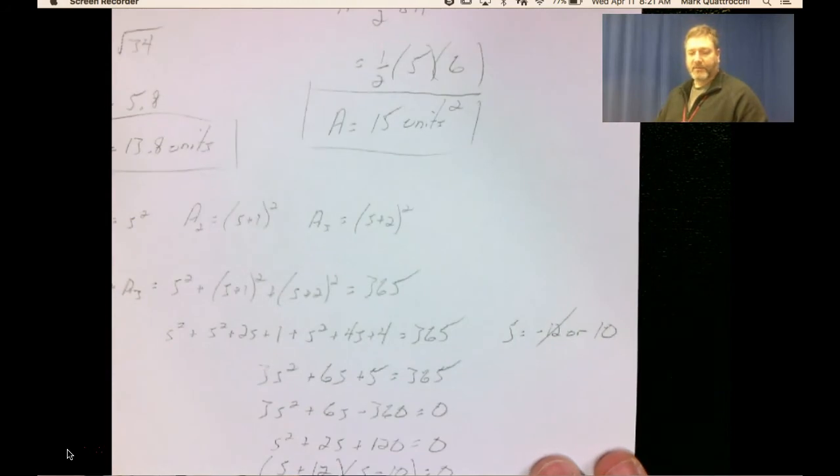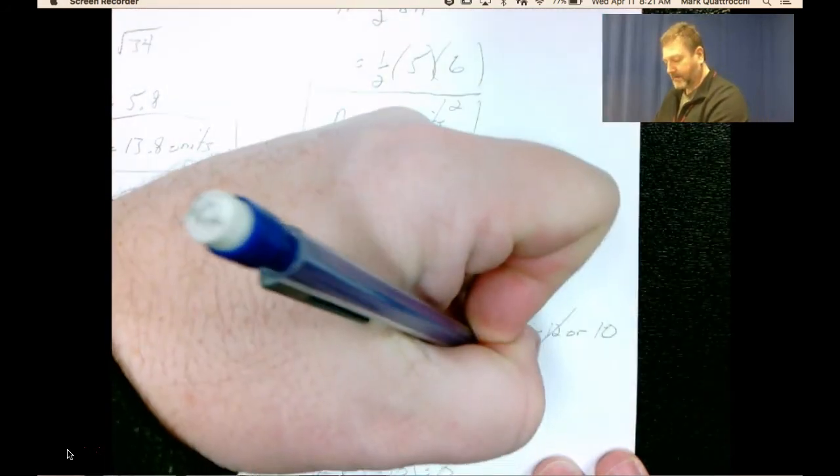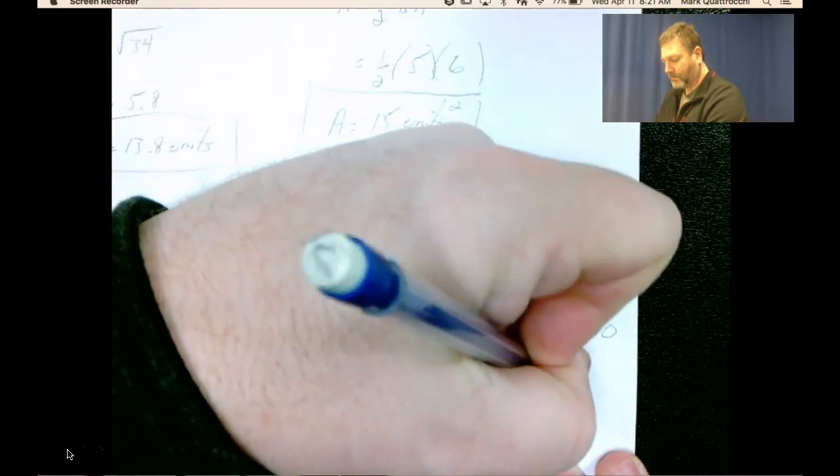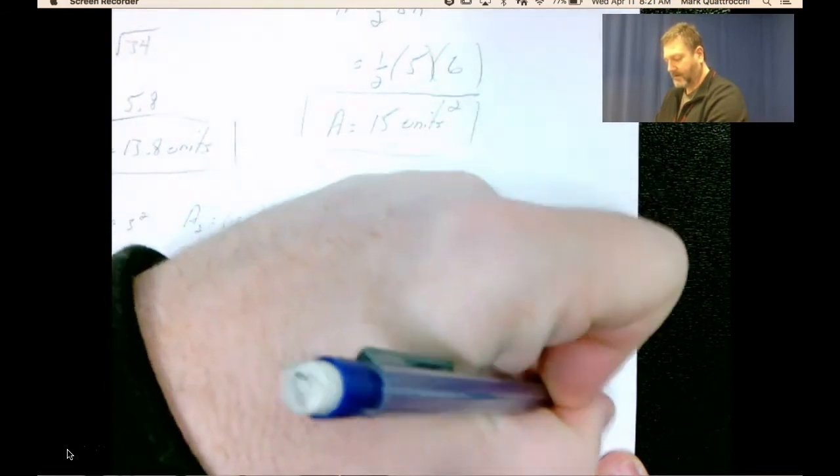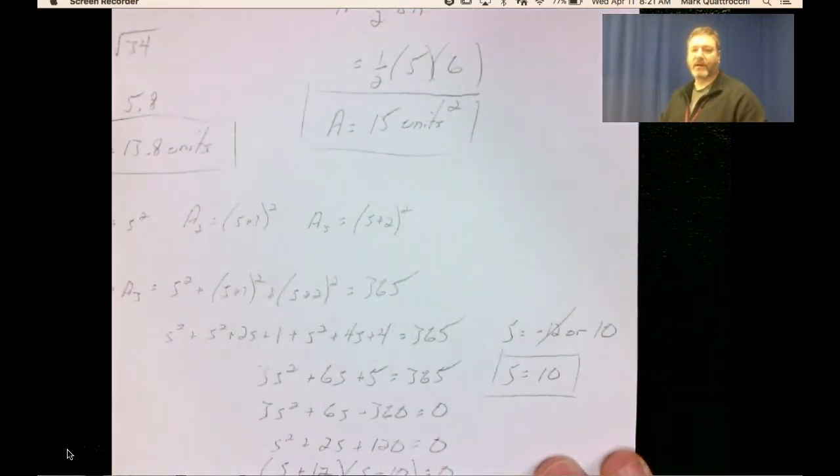But this is in geometry, so s has to equal 10 units because we're talking about the length of the sides of squares. So it has to be positive. Okay.